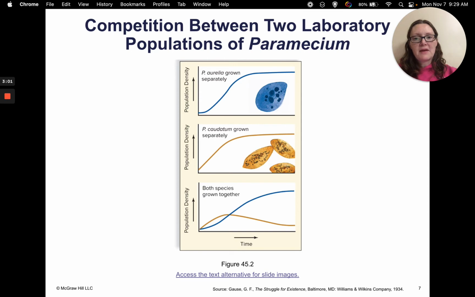So here are some examples from laboratory populations of Paramecium, population density over time. This is grown separately, and then grown together. Grown separately, you can see this one has an S-shaped curve, and this one has a more steady curve. And then when they're growing together, there's more competition here, and this one doesn't do as well because it is outcompeted by the Aurelia.